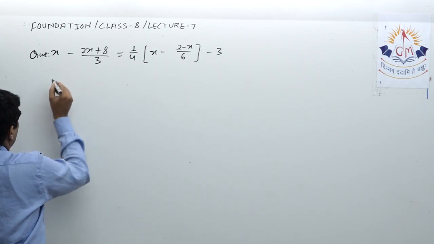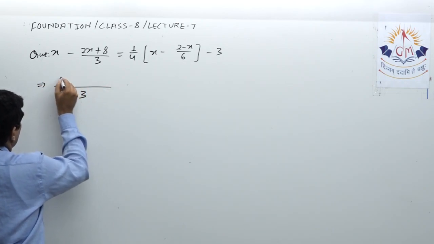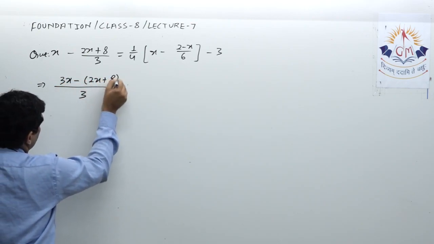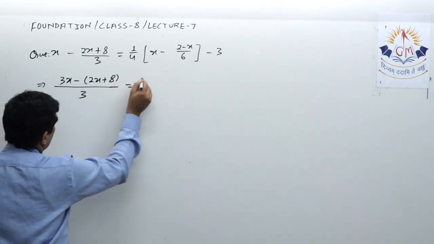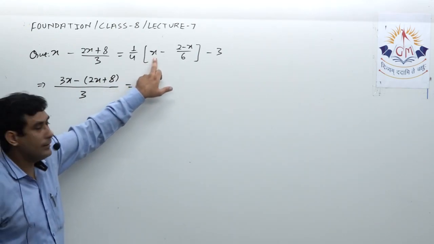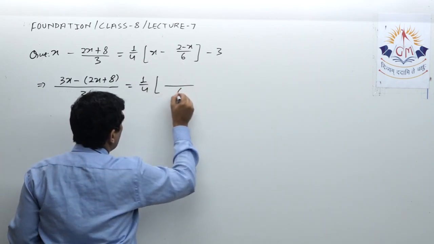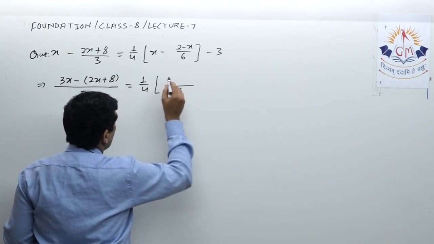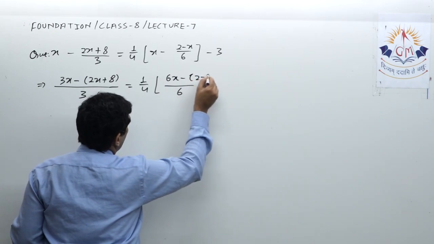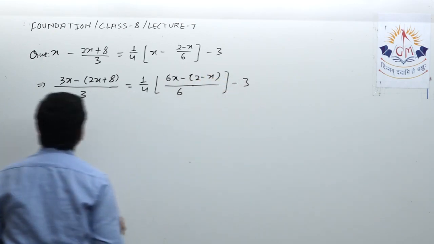So here I will take LCM. LCM will be 3. So 3x minus (2x plus 8) is equal to 1 upon 4. Over here again I have to take LCM. Here denominator is 1 and here it is 6. So LCM will be 6. So this gives you 6x minus (2 minus x). Minus 3 is still there.